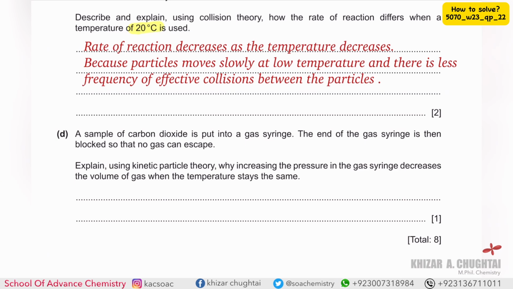So this is the basic, appropriate answer, and it's going to have at least three main points. Number one, he is asking to describe and then explain. So the description is, it's a lower temperature basically. Rate of reaction decreases at low temperature. The temperature is going to decrease, so the rate will be decreased. Why is it going to decrease? Basically, particles move slowly at low temperature.